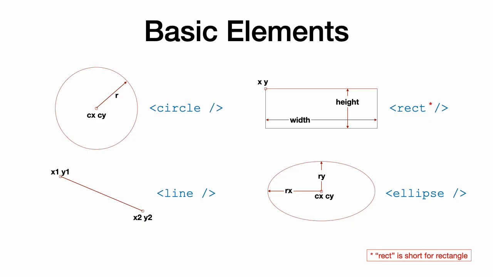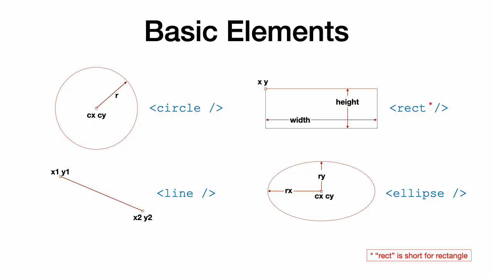Now, let's look at some of the basic elements that we can draw using SVGs. First, we have the circle. A circle can be described with a point using two numbers, cx and cy, for the center and a number r for the radius. Next, a line. We can draw a line using 2 points. For the first point, we will use x1 and y1, and for the second point, x2 and y2.